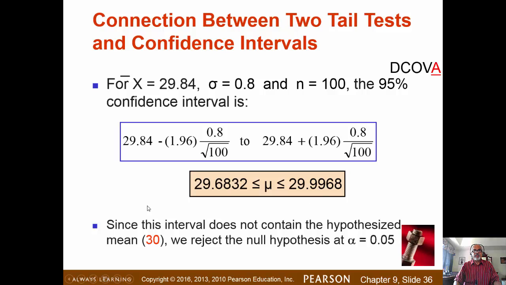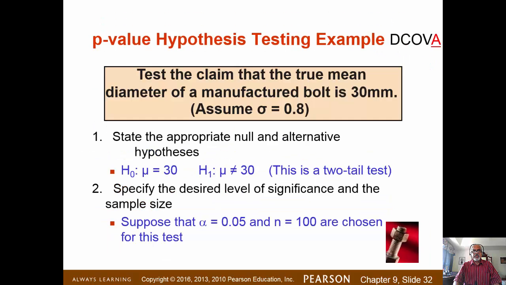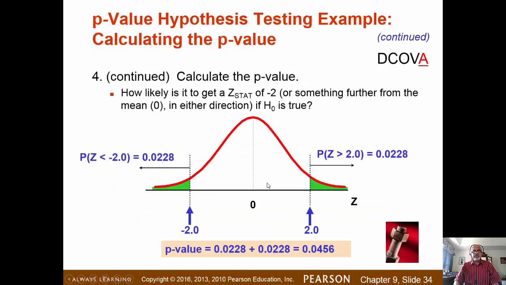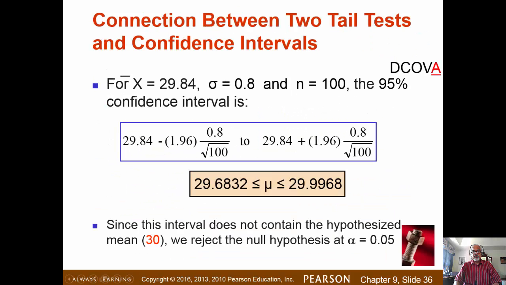So, for example, here for x bar of 29.84, sigma of 0.8, n is 100, the 95% confidence interval is x bar plus or minus 1.96 sigma over square root of n, and this is our limit. And the hypothesis that we were testing in the PowerPoint example, you remember, is whether mu is equal to 30 or not equal to 30. Now, mu equal to 30 is not in this interval. Since this interval does not contain the hypothesized mean, mu of 30, we reject the null hypothesis.